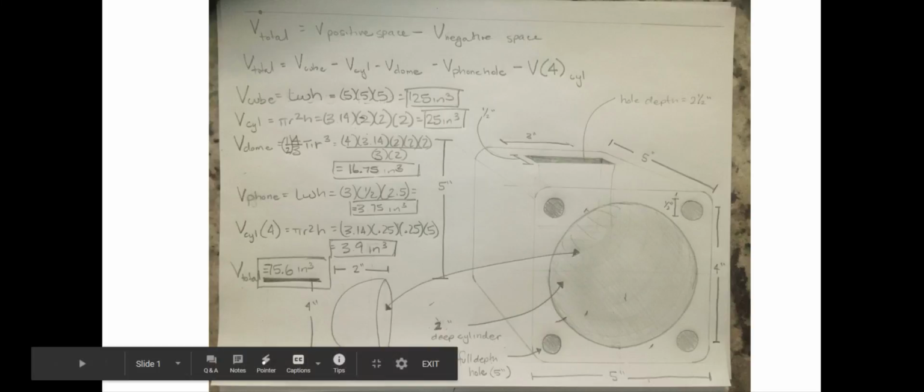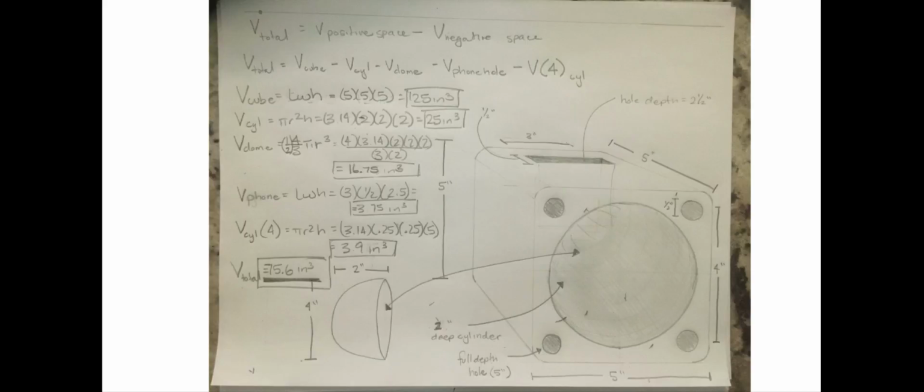So to calculate the volume of my cube, I use the formula length times width times height. To calculate the volume of my cylinder, I use pi r squared h. For the dome, I use the sphere formula, which is 4/3 pi r cubed, but I then multiplied that by 1/2 because it's just half a sphere, or a hemisphere.